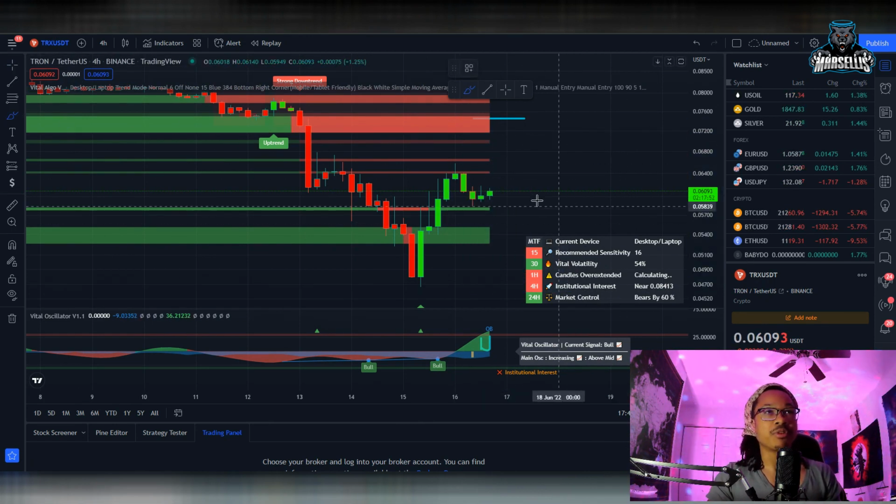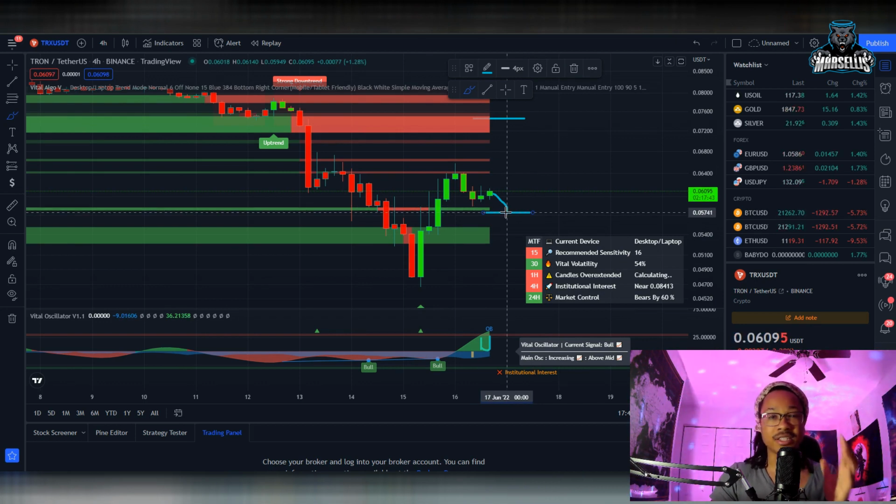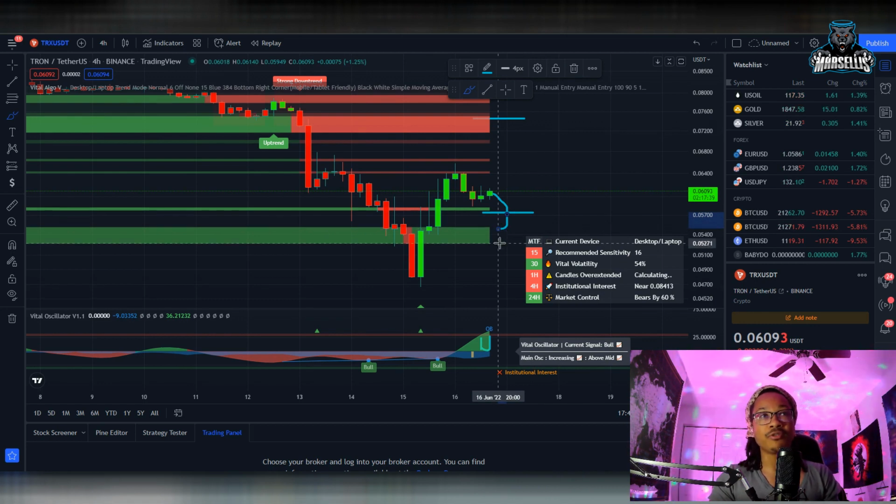But yeah, so pretty much down here, we're probably going to see Tron trace back down to this next support line. Like I said, 0.057, somewhere around there. And if it cannot stay above that support line, the next one obviously would be down here around 0.054 or the lower 0.052 area.